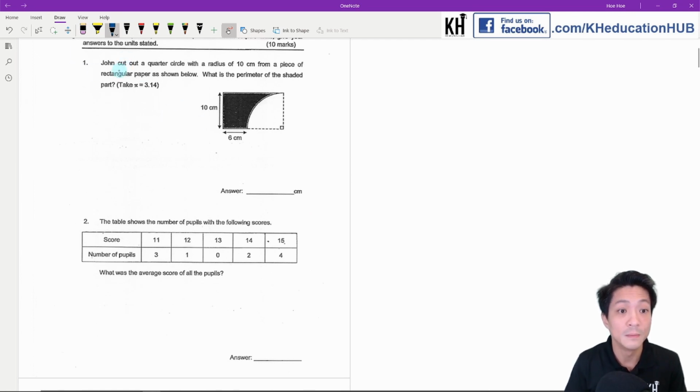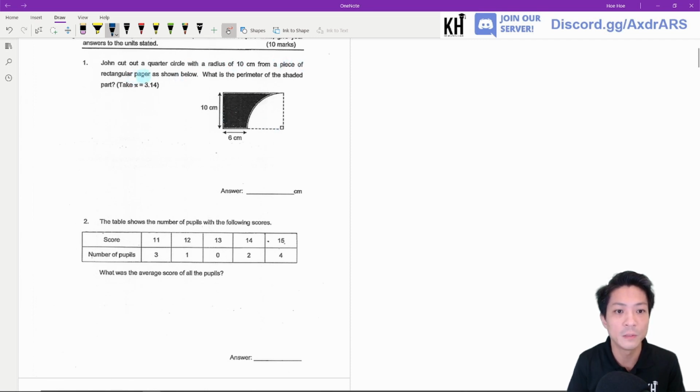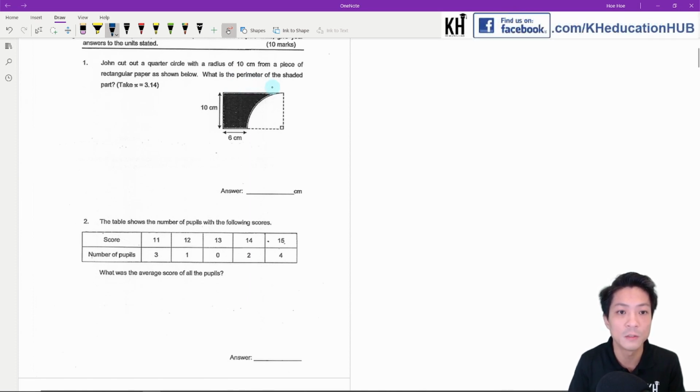Okay, question 1. John cut out a quarter circle with a radius of 10 cm from a piece of rectangular paper as shown below. What is the perimeter of the shaded part? Okay, so we're gonna find the perimeter of the shaded part. First of all, we need to find this part here, and we know that this part here will be 10 plus 6, which is 16.